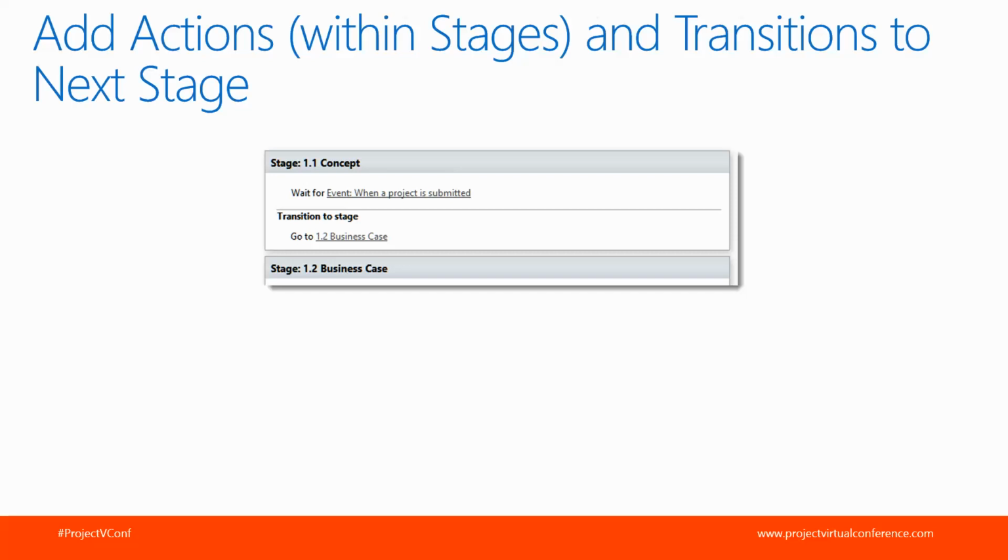After your stages are in the design panel, there's really two areas within these that you'll configure. The first one is an action area, and this occurs in this section above where it says transition to stays. This is your area for actions. I show a sample action here, such as wait for an event, which is the project is submitted. And then in the lower section of the stage, you're going to have what's called a transition, where you indicate which stage in the workflow the project goes to when it's completed this stage, which an example here is concept.